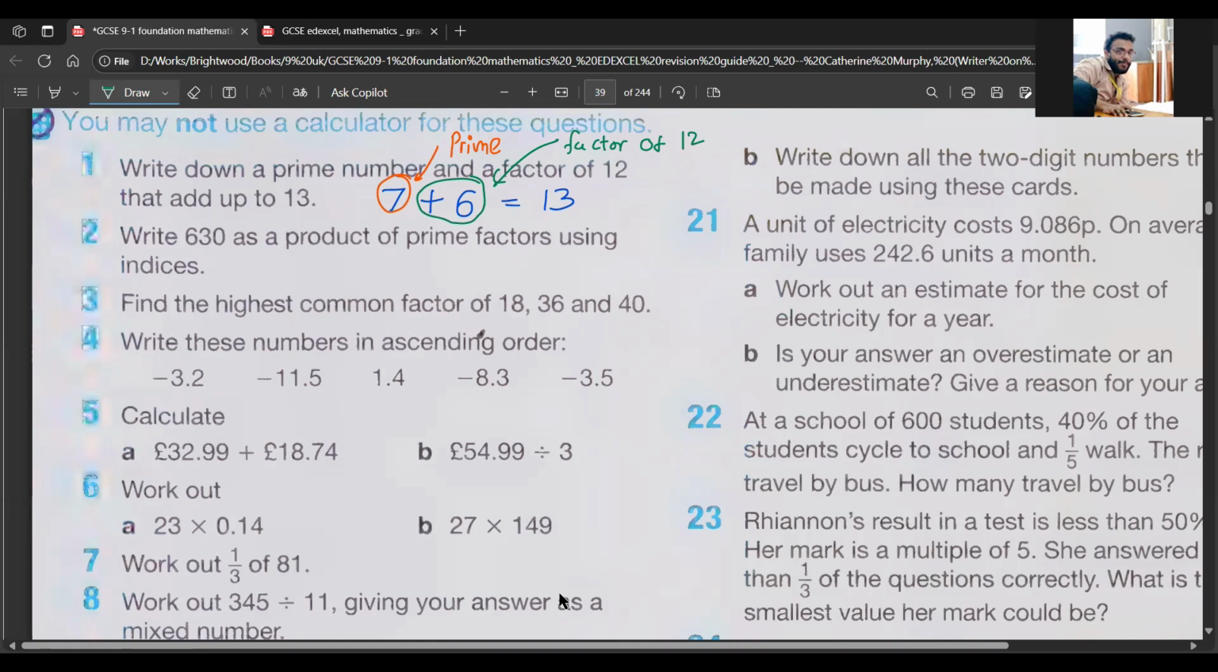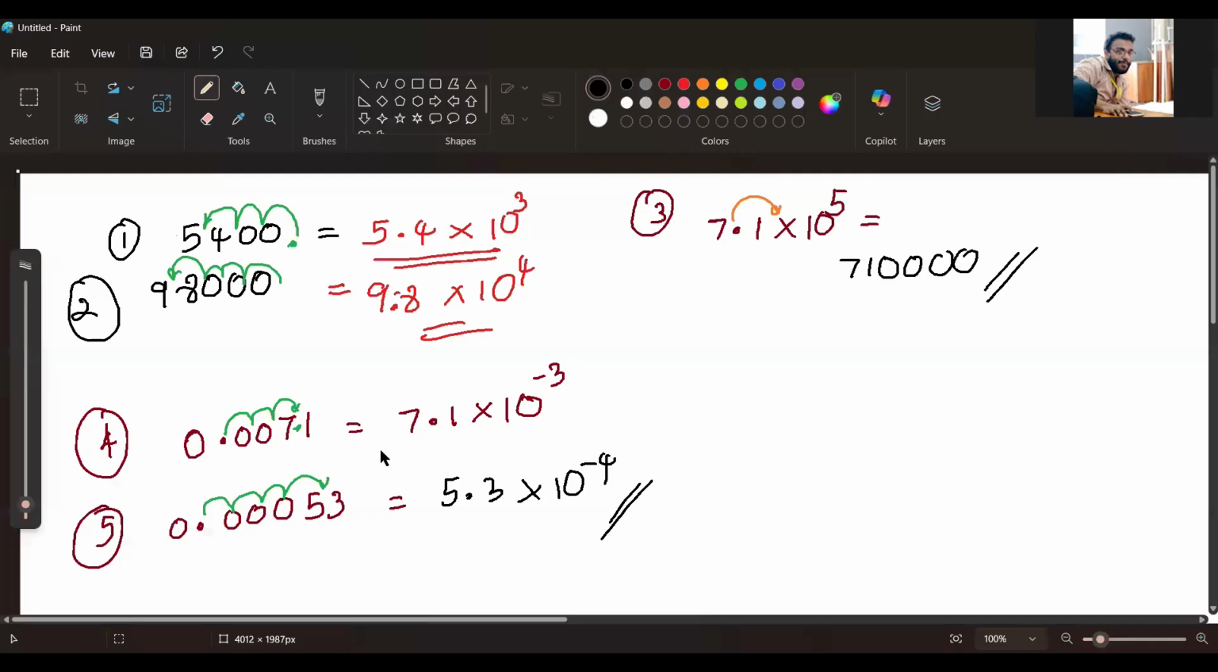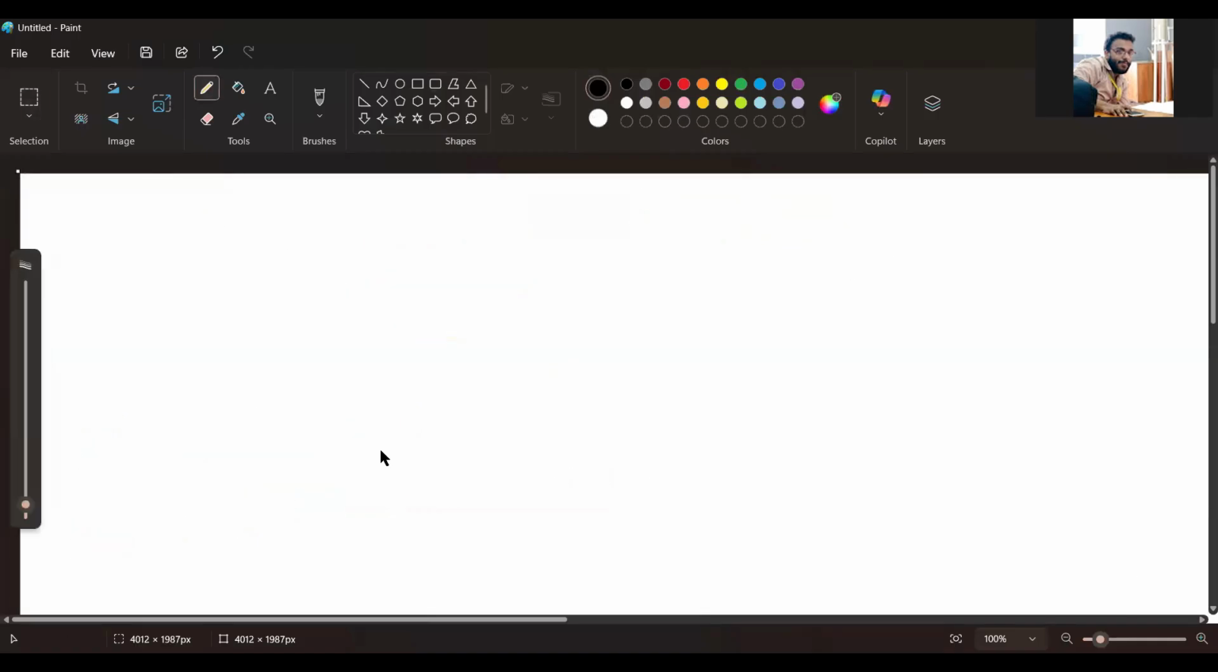Yes. Next one: write down 630 as a product of prime factors using indices. How to write this type of question? I will give you a proper way. They are asking to write the product of prime numbers. Actually, what are the prime numbers? First of all, tell me what the prime numbers are.